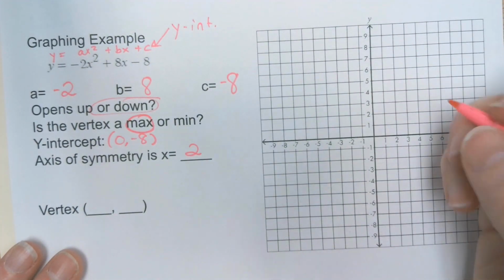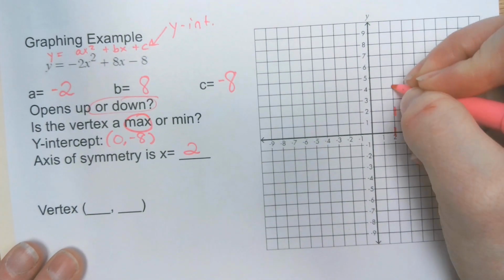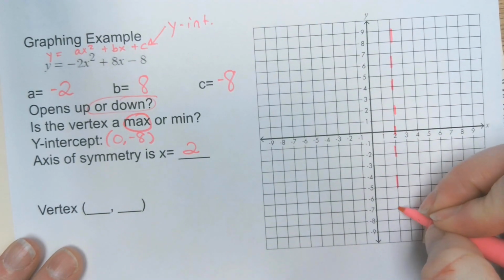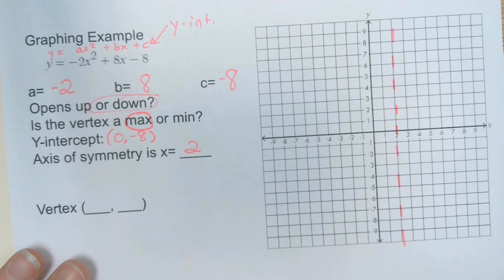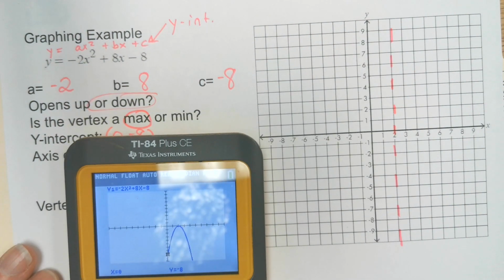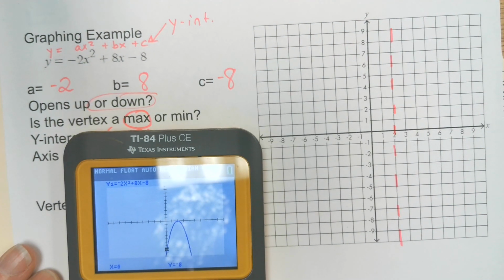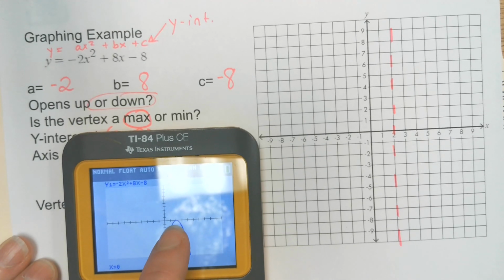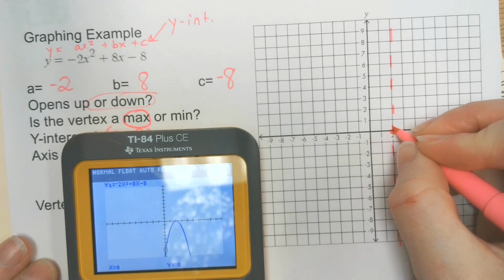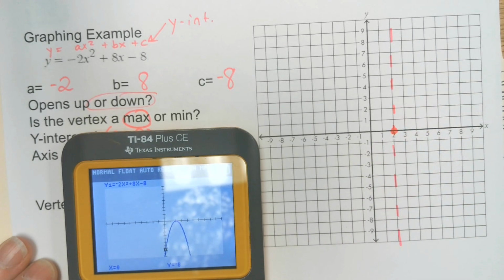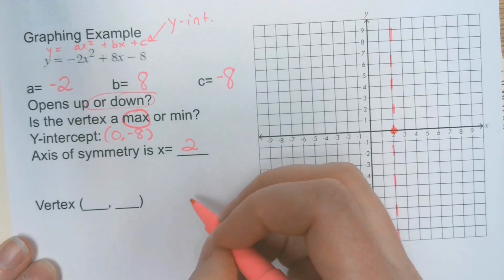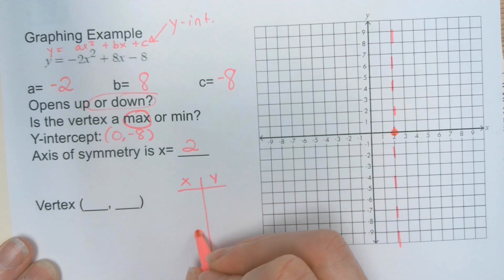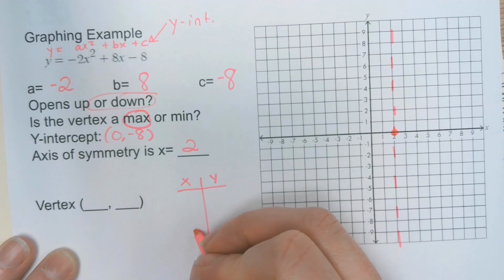So when we graph this, we're going to go ahead and start with that dotted line. And then we can find a few points. So I'm going to start with my vertex. The vertex, it's right there. It's at 2, 0. This is my vertex. So I'm going to make my x and y table with 2, 0.